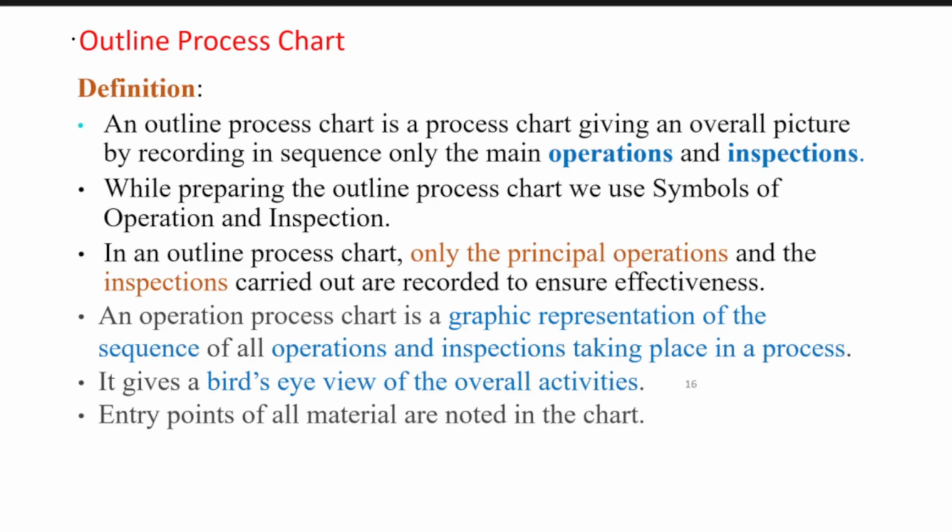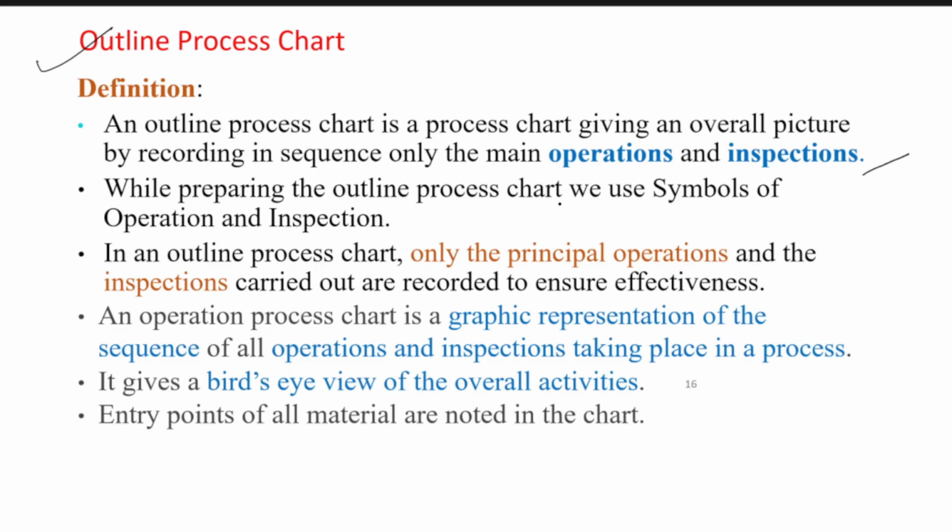Now let us go to the first process chart, that is the outline process chart. An outline process chart gives an overall picture by recording in sequence only the main operations and inspections.